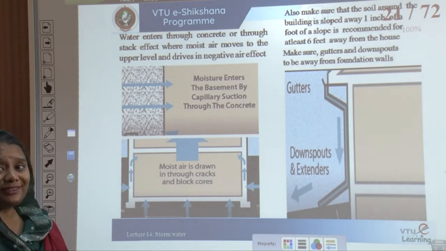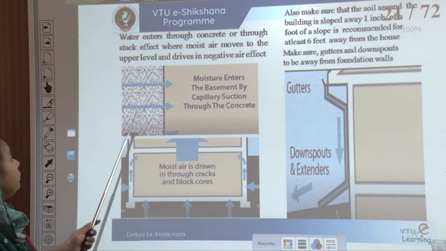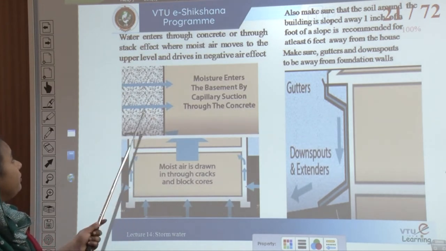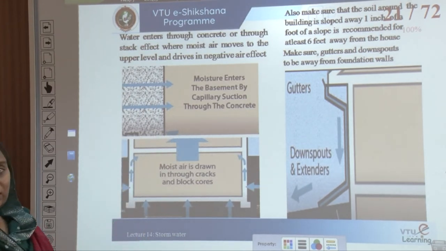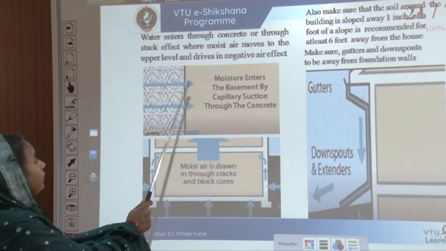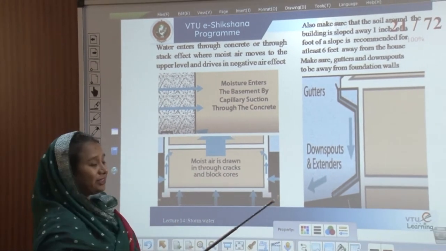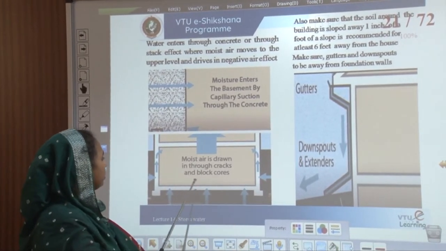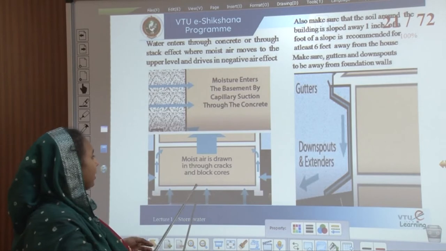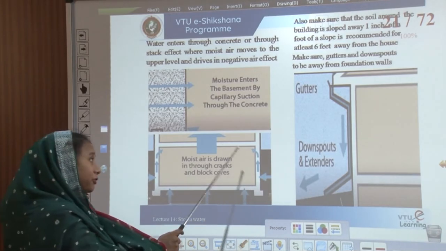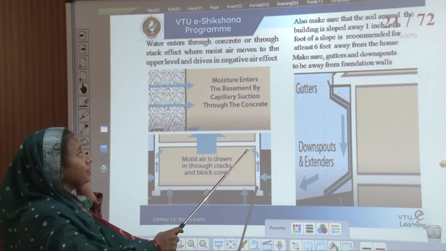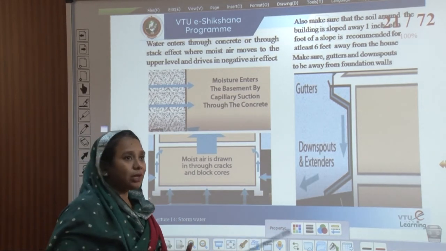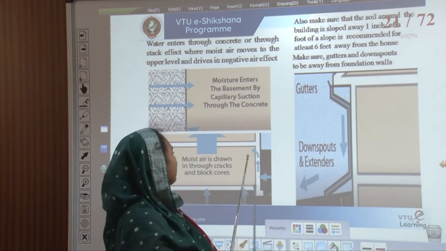So, how does water basically enter into the basement? Water enters through concrete or through any kind of stack effect, where moist air moves to the upper level and drives in negative air effect. All the moisture enters into the basement by capillary suction and through the concrete. This moist air is drawn in through cracks and block cores, and it enters into the building, and from there all the warm air starts rising up. This makes the building very difficult to live in.